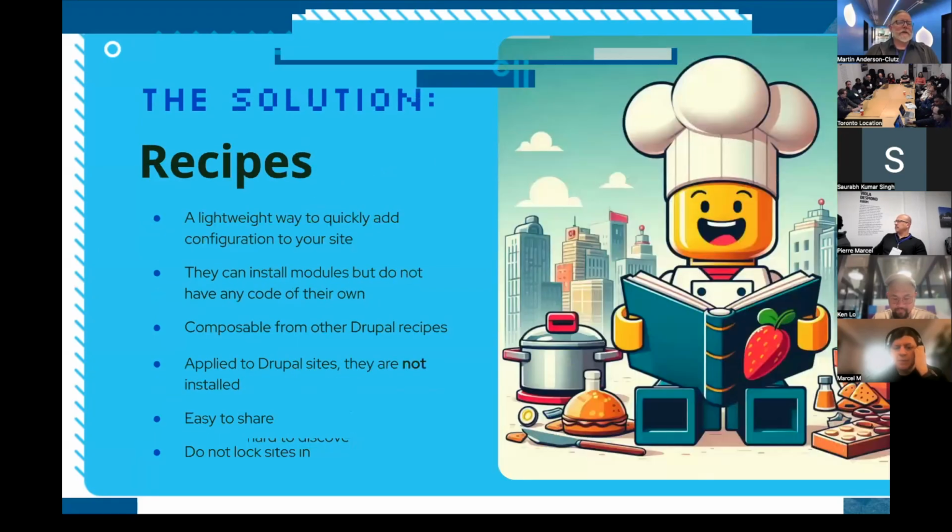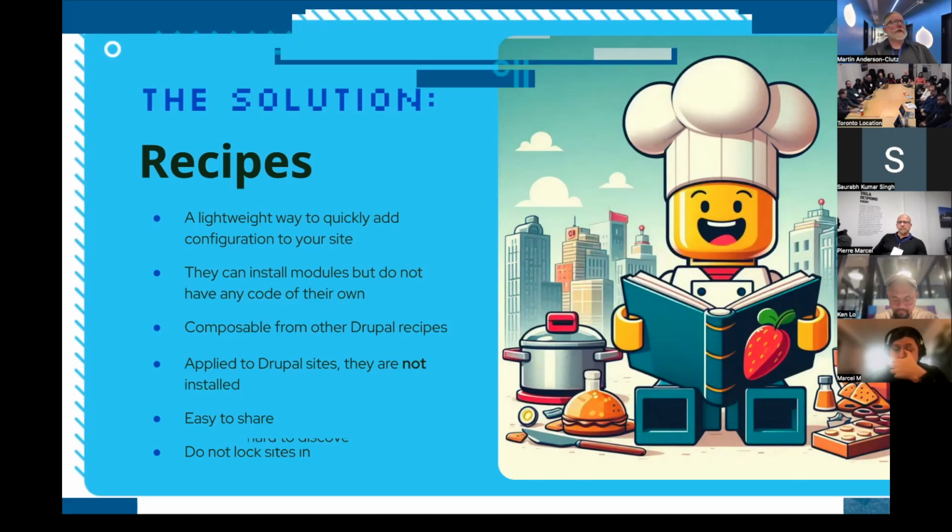So to address a lot of these pain points, Dries a few years ago proposed this idea of recipes. Originally we called them a few different things. Eventually we settled on recipes. But basically the idea is to have a lightweight and composable way to add functionality to your website. So recipes can install modules, but there's no PHP, JavaScript, or CSS code of their own. So it's really just a composer.json and some YAML.